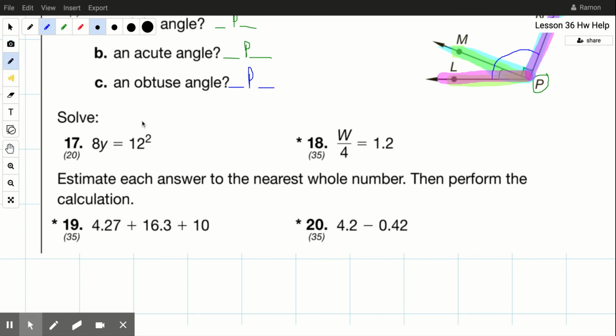17, 8y equals 12 squared. So the first thing you have to do is simplify 12 squared, which is 12 times 12, not 12 times 2. So that's 144. And then you have 8y equals 144. Use your inverse operation to solve for y.